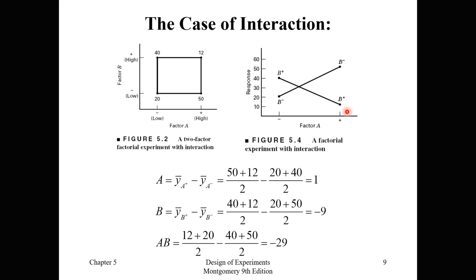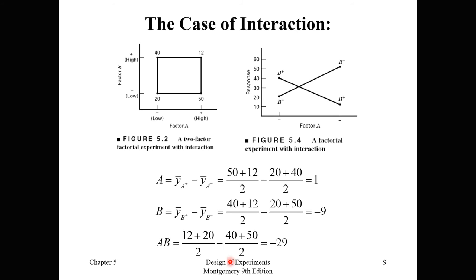Same thing with the B plus and the B minus. So the average of B plus is maybe about here. The average of B minus is maybe about here. So it looks like B minus might be a little bit better than B plus. The effect of B might be negative, but it's still really close. And here you see, yeah, -9 is still pretty close.